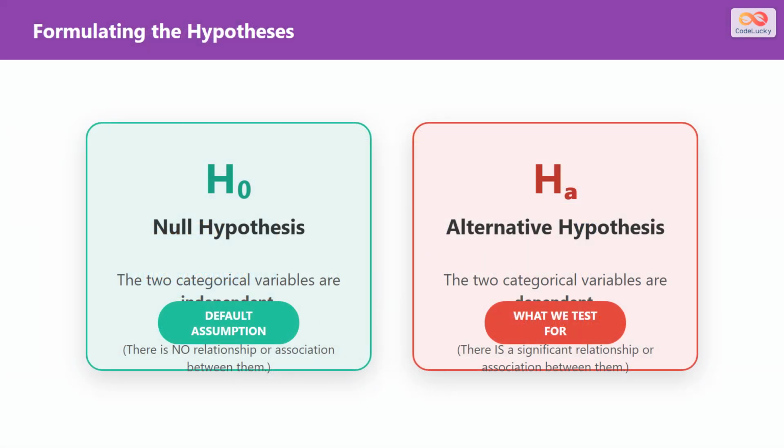Every statistical test starts with hypotheses. For the chi-square test, our null hypothesis, H0, is always that the variables are independent, meaning there is no relationship. Our alternative hypothesis, HA, is that the variables are dependent, meaning a significant association exists between them. We assume the null is true until the data proves otherwise.